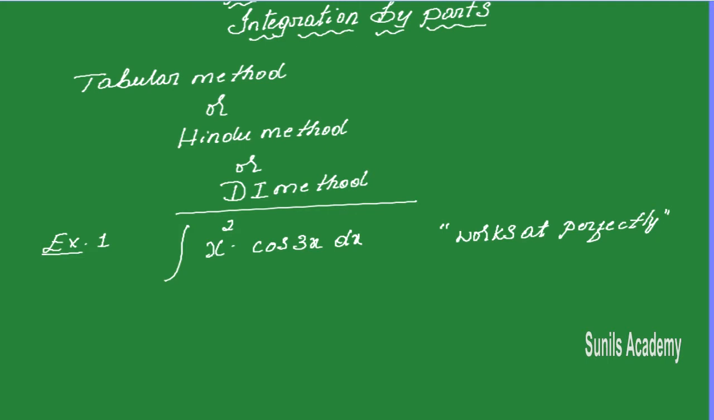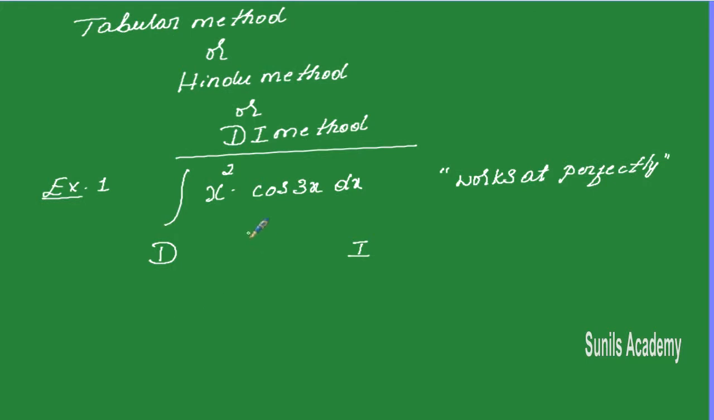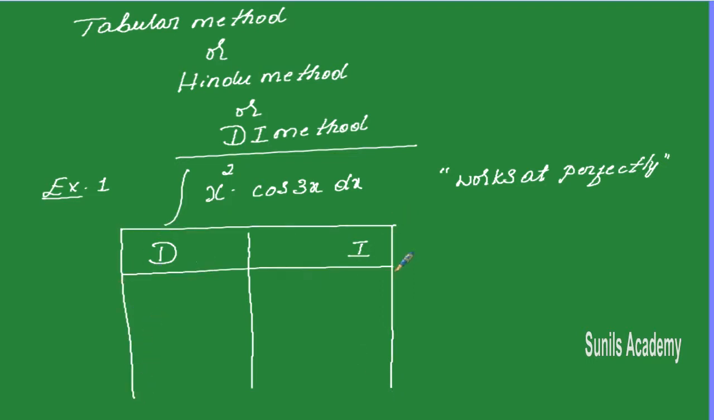First, try to write the two columns. One is D for the differential, that is the derivative, and the other is I for the integral. The first function, according to ILATE, you always choose as the differential function, that is x square. And the second function is cos 3x.